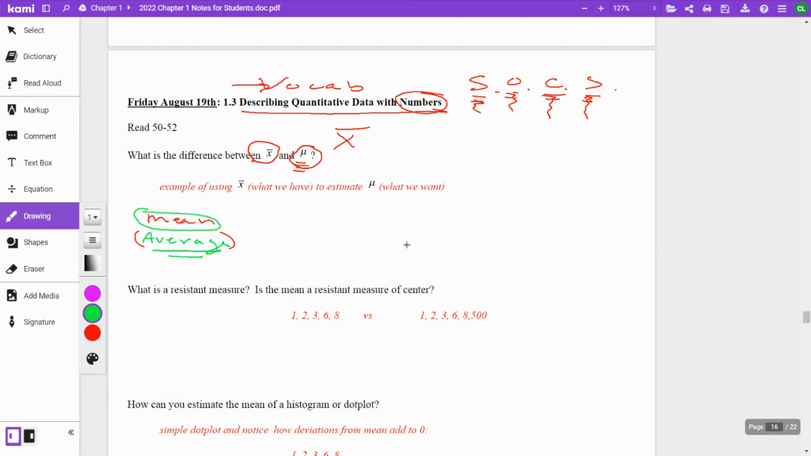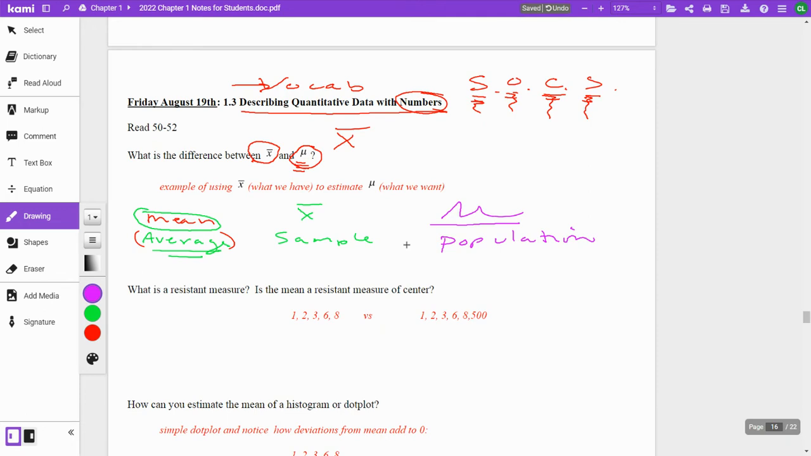So we're going to find the mean. X bar is the mean of the sample. Mu, you can write it like that, like an M almost. That's the way I write it. Mu is the population mean. All right, so what is the difference between the two?